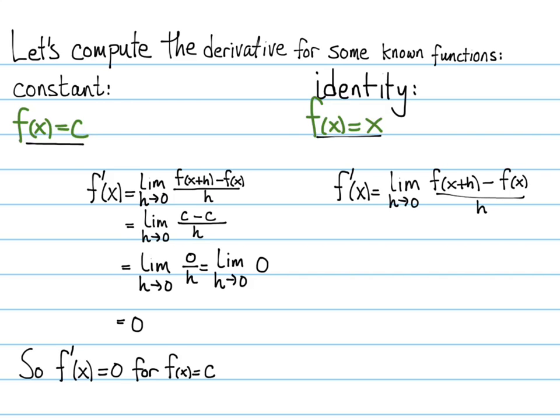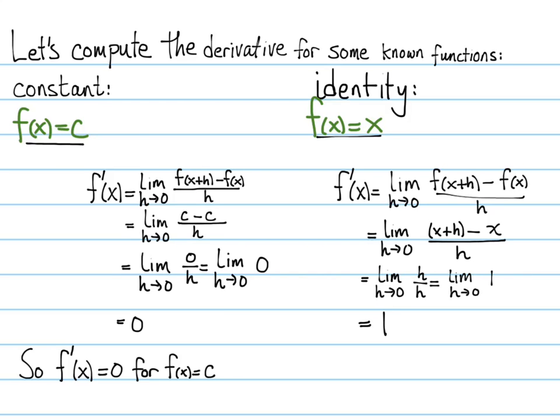The derivative of the identity function is f prime of x. It's the limit as h goes to 0 of f of x plus h minus f of x over h. And if you go ahead and plug everything in, we get x plus h minus x over h, which is h over h. And again, h over h feels like we're going to 0 over 0, except at any point other than 0, h over h is just 1. So we can replace the limit with the limit as h goes to 0 of 1, which is 1, for the same reason that the previous limit was 0. And so the derivative of the identity function, f prime of x, is 1 for f of x equals x.